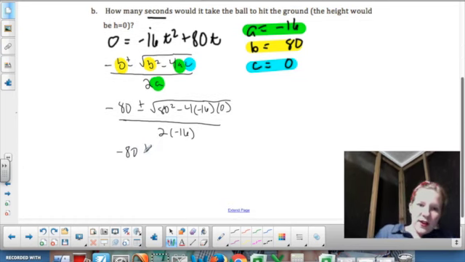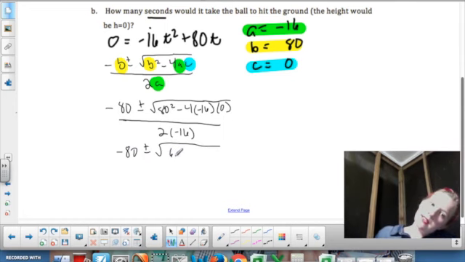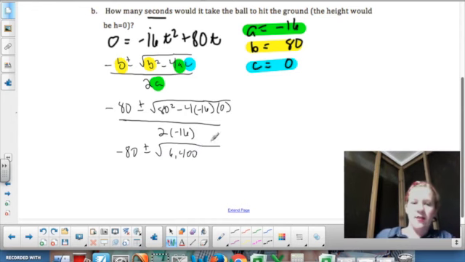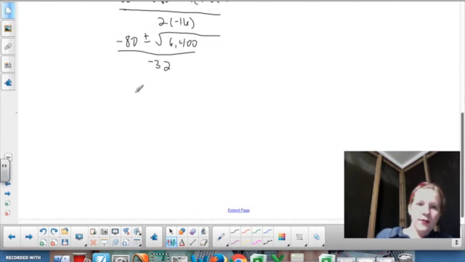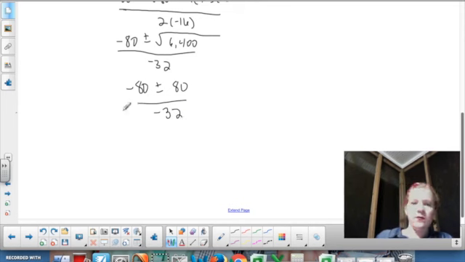Okay, so let's start simplifying that. Inside the radical, 80 squared is going to be 6,400. Over here, negative 4 times negative 16 is positive 64, but when I multiply that by 0, it goes to 0, so I don't have to worry about that. And then 2 times negative 16 is negative 32. Now the square root of 6,400 is 80, and I've got negative 32.